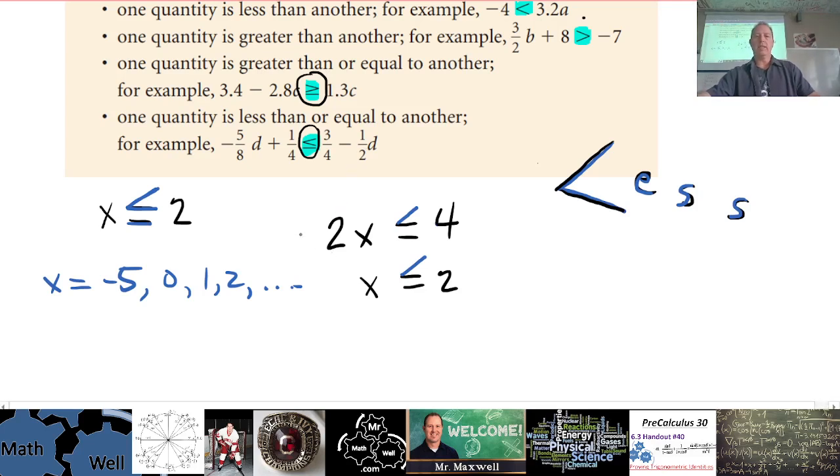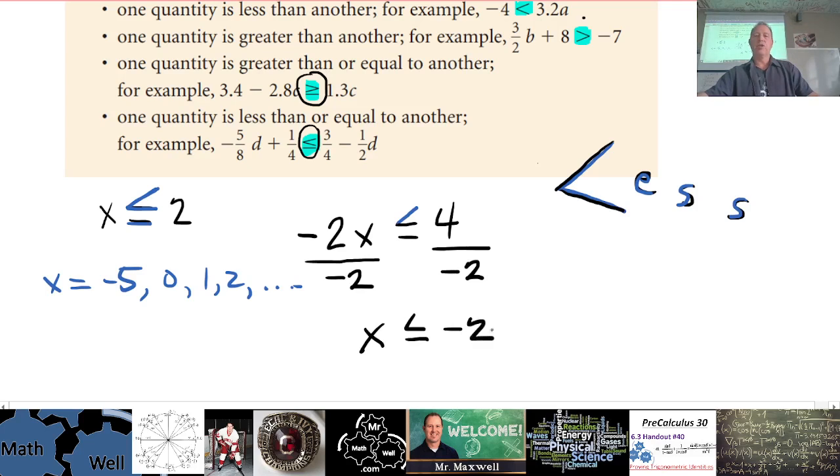Something to do with the sign, yes. Let's say this was the inequality I'm trying to solve. If I do everything the same as an equation, which is a great idea, divide both sides by -2, and I get x less than or equal to -2, but this is incorrect. What you have to do to adjust for that is, when you multiply or divide by a negative, you flip the inequality sign.